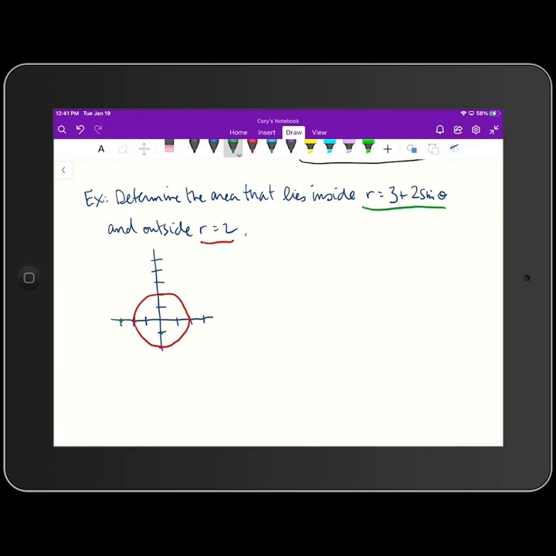It's going to pass through these points at (-3, 0) and (3, 0), and also pass through the point (0, 5). Okay, so graphically, your function looks like that.